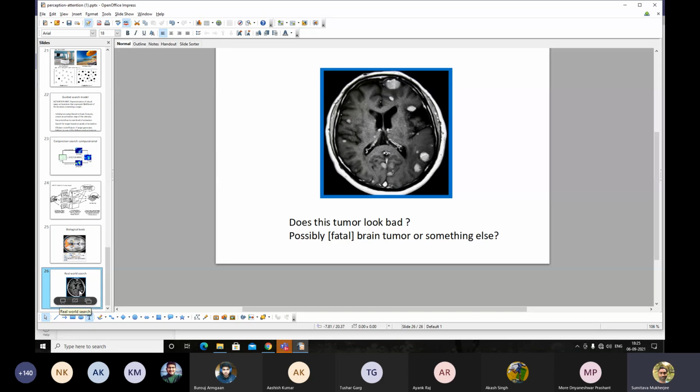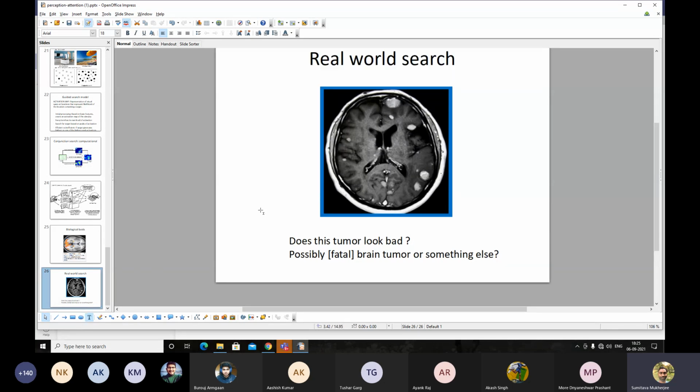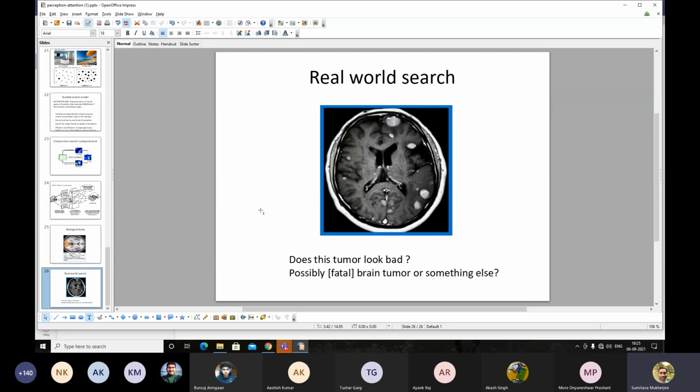I just want to stop here by giving you one example of a real world search. So this is when a doctor is searching for a tumor in a head. This is a scan. And if you have to search for and make a judgment about whether this tumor is bad or this tumor is fine and kind of benign and you don't have to worry about it, this is a great example of studying conjunction search or guided search in real action in the medical domain.